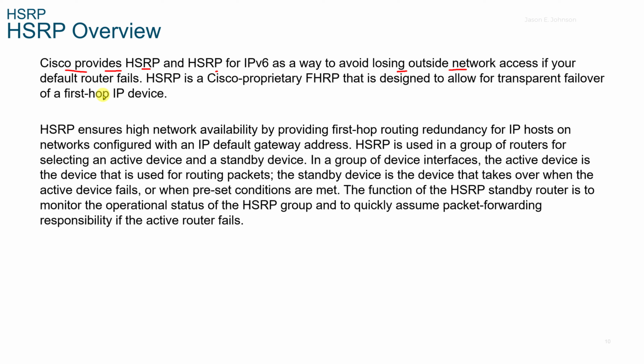9.2 HSRP. Now, the overview for HSRP: Cisco provides HSRP and HSRP for IPv6 as a way to avoid losing outside network if a default router fails. It is a Cisco proprietary protocol. It's designed to allow for transparent failover. It also ensures high network availability by providing first-hop routing redundancy for IP hosts.